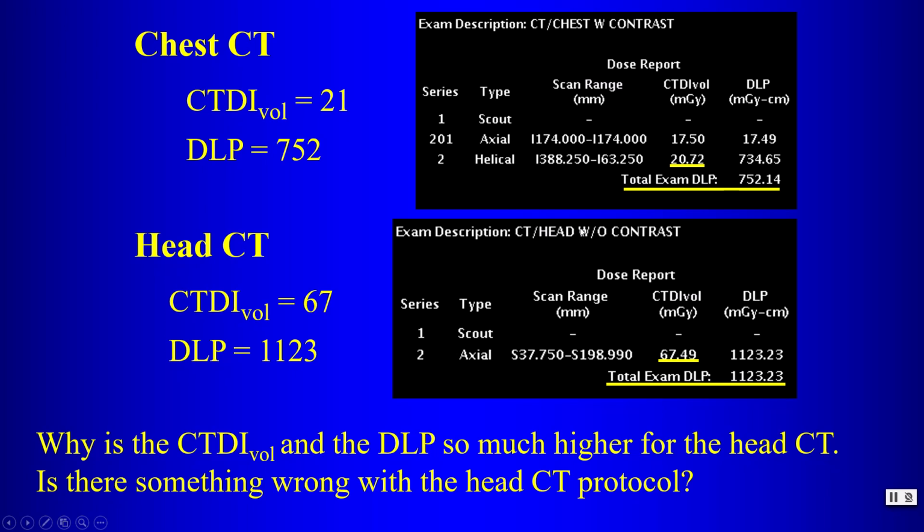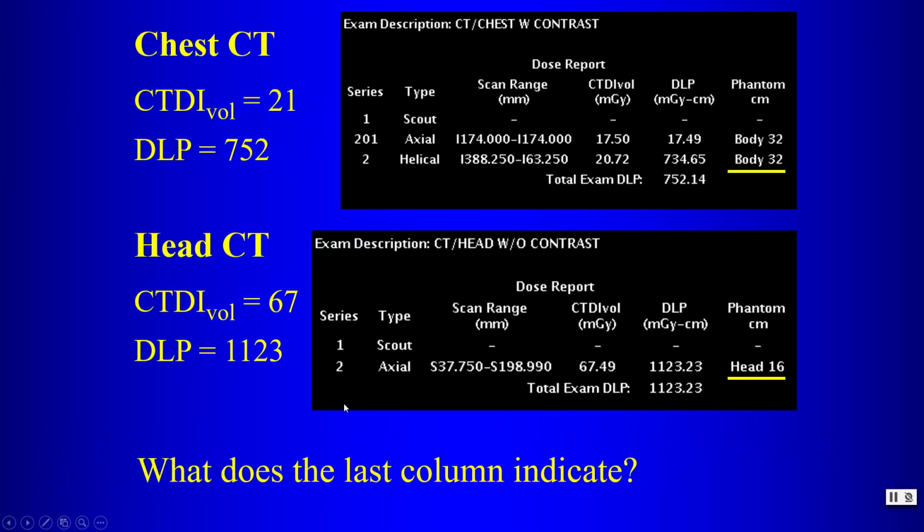Now, when we compare our dose report for a head CT, and so we have the CTDIvol here for a chest CT over here of about 21, and the DLP is about 752. When we compare that to our dose report for a head CT, we see that the CTDIvol here is about 67 and the DLP is 1,123. So why is the CTDIvol and the DLP so much higher for the head CT? Is there something wrong with the head CT protocol?